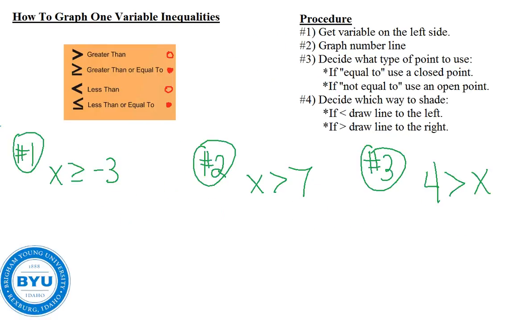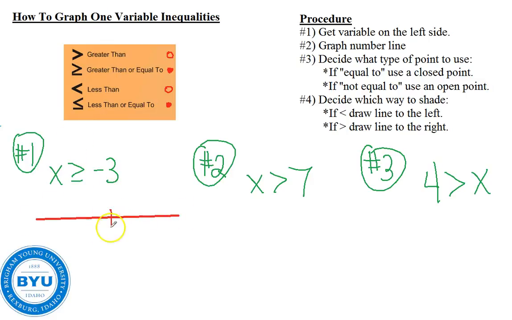Okay, so it's your turn to try these three problems. Number 1, we have x is greater than or equal to -3. Number 2, we have x is greater than 7. And on number 3, we have 4 is greater than x. Go ahead and pause the video and see if you can graph these three linear inequalities. Okay, let's do it. Hopefully you had a chance to do it. If not, make sure to pause that video.